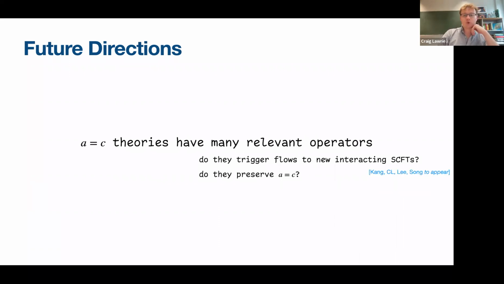And let me just tell you one other thing. These theories, in particular the N=1 theories that I didn't really tell you about, but also the N=2 theories, have a lot of relevant operators. So you might ask, can I determine larger classes of SCFTs by considering adding superpotential deformations via these relevant operators? Do these flow to new interacting SCFTs? And do these SCFTs also preserve a=c?